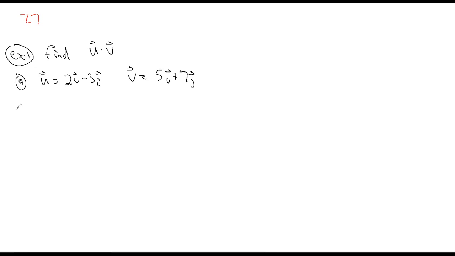All right, so u dot v. And this would be the same as if they were bolded, bold u dot bold v. We just take the x components and multiply them, which are the 2 and the 5, so that's 2 times 5. Then we add the product of the y components, negative 3 and 7. 2 times 5 is 10. Negative 3 times 7 is minus 21. 10 minus 21 is negative 11. And that's it.